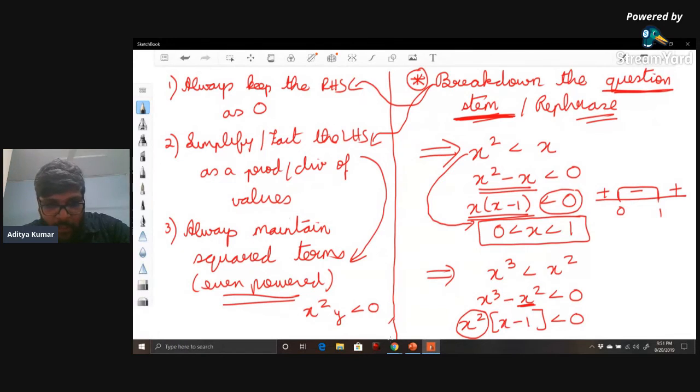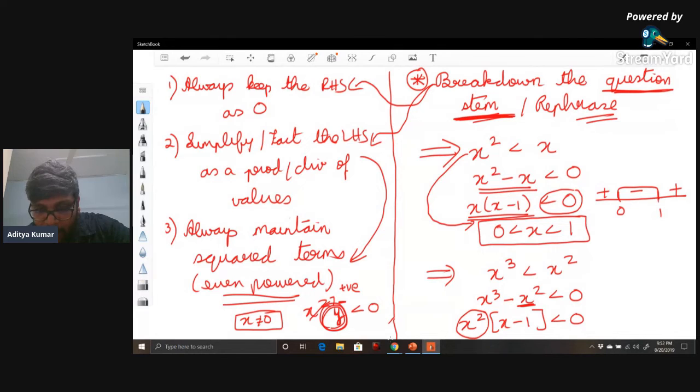So most of you will say, okay, x square y is less than 0 means x square will always be positive, constrained to the fact that x should not be equal to 0. I'm keeping that in mind. And I know that I'll have to work only for the sign of y. So y here has to be negative.